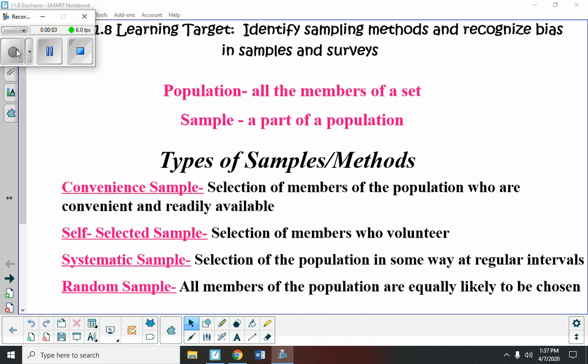Hi there. In this video, we're going to be talking about different types of sampling methods that are used in surveys and how to recognize a bias in samples and surveys. So first, some terminology that you need to understand.